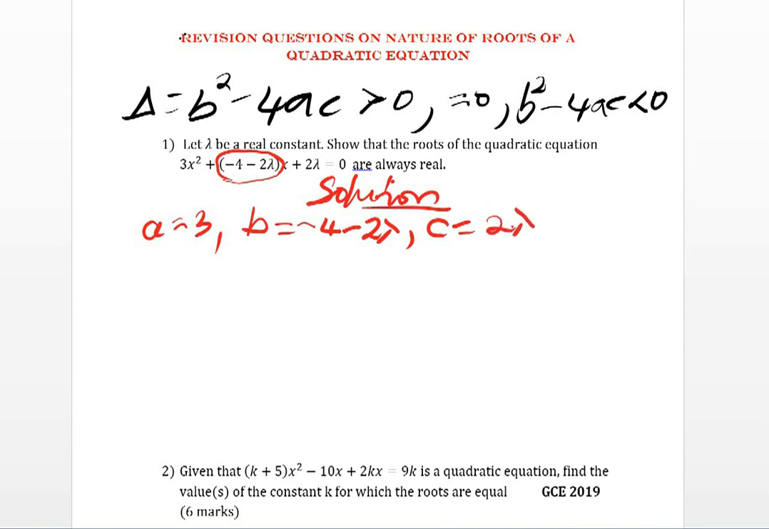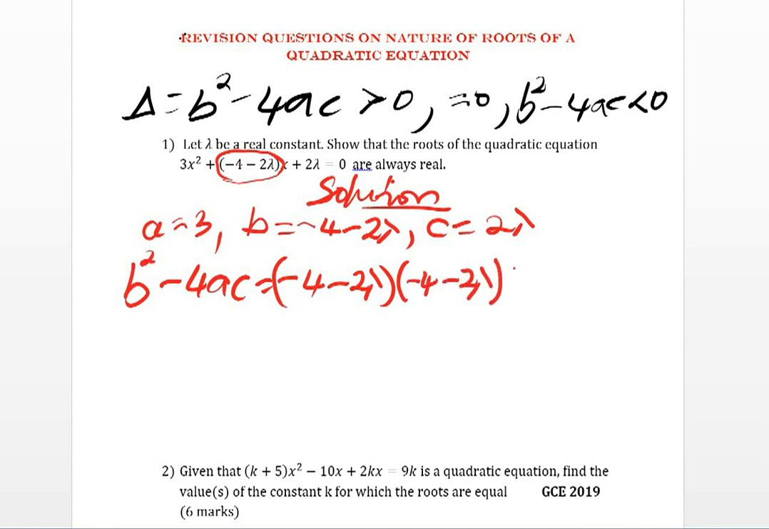So to show that the roots are always real, you have not been asked to find the values of lambda for which the roots are real. No, I have not been asked that range of values. But to show that the roots are always real for any value of lambda. Okay. So we have our b squared minus 4ac, which is (negative 4 minus 2 lambda) all that squared, minus 4 times 3 times 2 lambda.